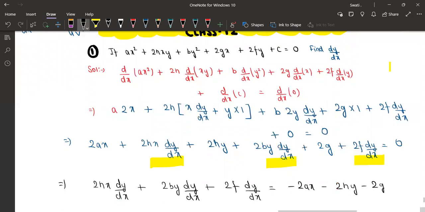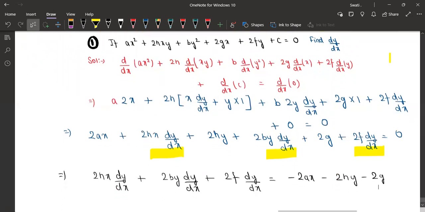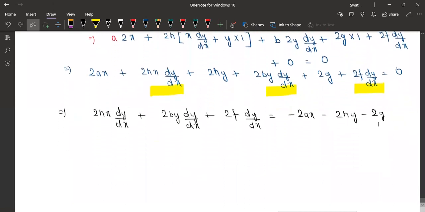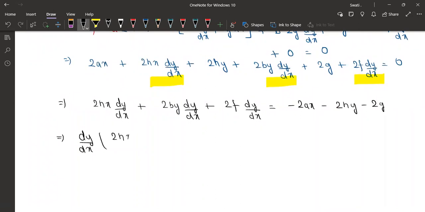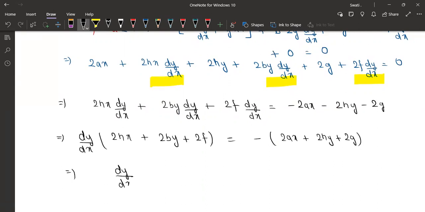Now, of course, we have to find out the value of dy/dx. So what we will do here, we will take dy/dx common from the left-hand side. So if I take dy/dx common, so inside the bracket, we are left with 2hx plus 2by plus 2f and then bracket closed. And here if I take negative sign common, so it will become 2ax plus 2hy plus 2g, right? Now, of course, we just want to find out the value of dy/dx. So we will write down dy/dx as it is. And here this term, 2hx plus 2by plus 2f is getting multiplied.